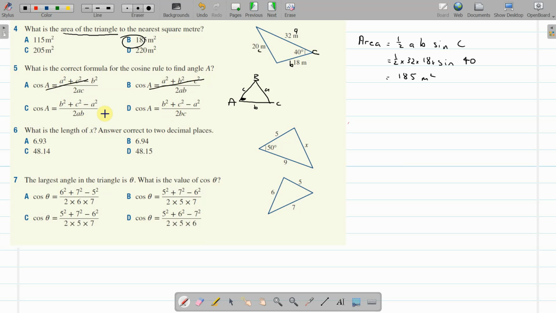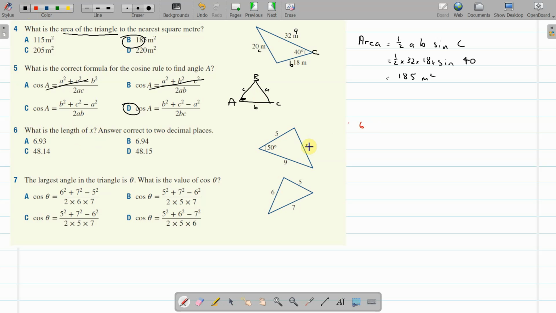Now the best one, the only one, is this one here. That's the formula, because it features B and C on both the numerator and the denominator, so that's the one. And so that's question 5. Question 6, I'm going to do over here.